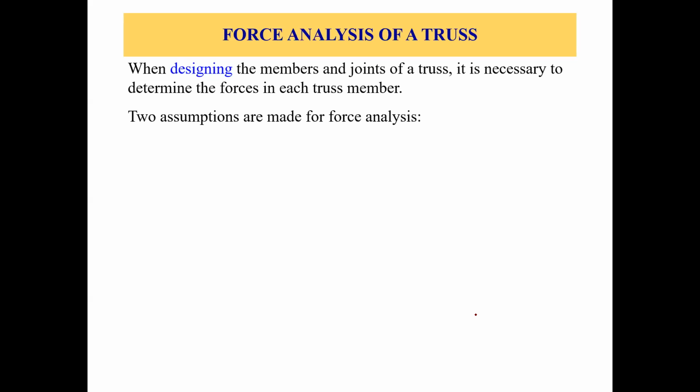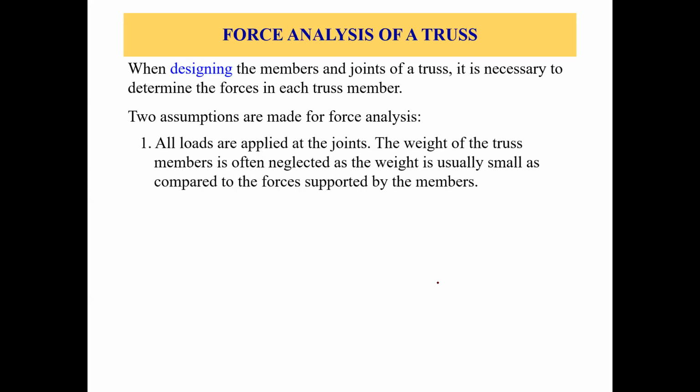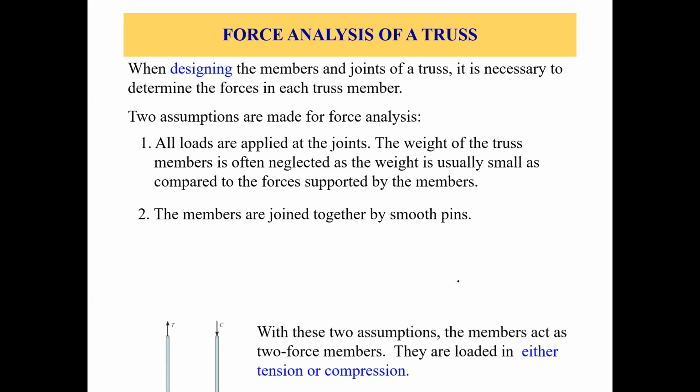To do the force analysis, we make 2 assumptions. What are those assumptions? All loads are applied at the joints. The weight of the truss members is often neglected, as the weight is usually small compared to the forces supported by the members. The second assumption is the members are joined together by smooth pins, so there's no friction, and we take them as 2 force members.